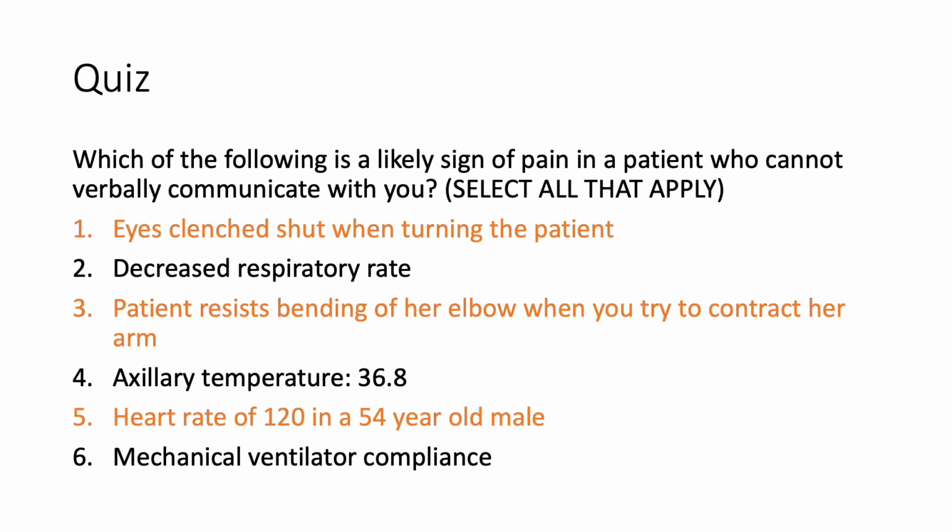The correct answers are eyes clenched shut when turning the patient, patient resisting bending of her elbow when you try to contract her arm, and a heart rate of 120 beats per minute in a 54-year-old male. Note that these correct answers are easily identifiable in these nonverbal pain assessment tools as well. Also, even if we identified these findings in a patient, further assessment is always indicated.